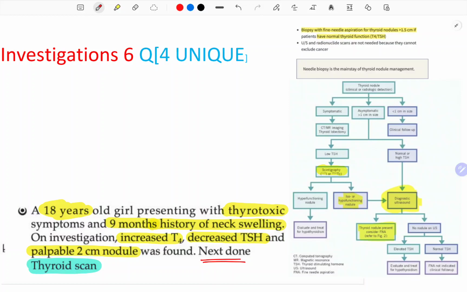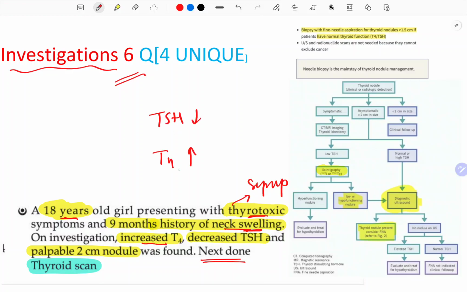Now with this, let's come to another topic, and that is investigations, from which till now 6 questions have been asked in 4 unique ways. See, the first question says there is an 18-year-old girl who presents with thyrotoxic symptoms, that is she is symptomatic, and 9 months history of neck swelling. So there is a swelling present. On investigation, the T4 is increased and the TSH is reduced. And there is a palpable 2 centimeter nodule. What next investigation should be done, or what next step should be done?